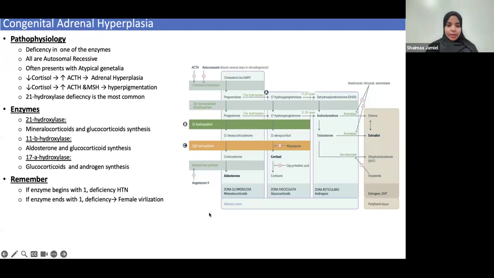Now, a quick way to remember it: if the enzyme begins with 1, like 11-beta or 17-alpha-hydroxylase, know that they're going to present with hypertension. Again, because the mineralocorticoids are working, you can retain the sodium and cause increased blood volume. So if it starts with 1, there's hypertension. If it ends with 1, like 21 or 11-beta, there's female virilization, which means there's increased androgens.